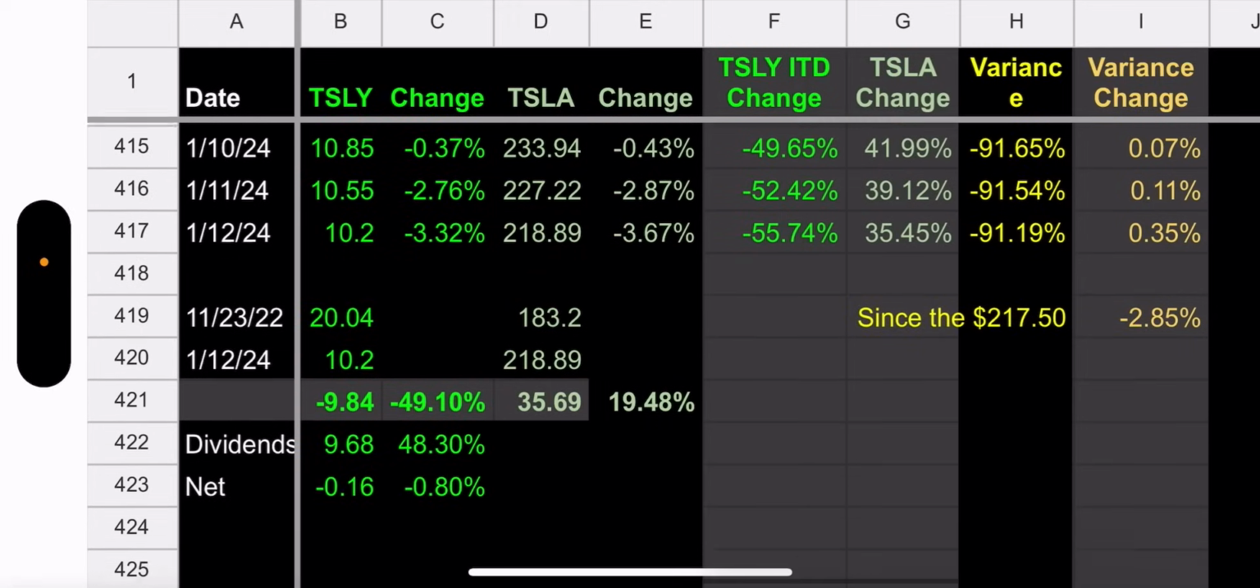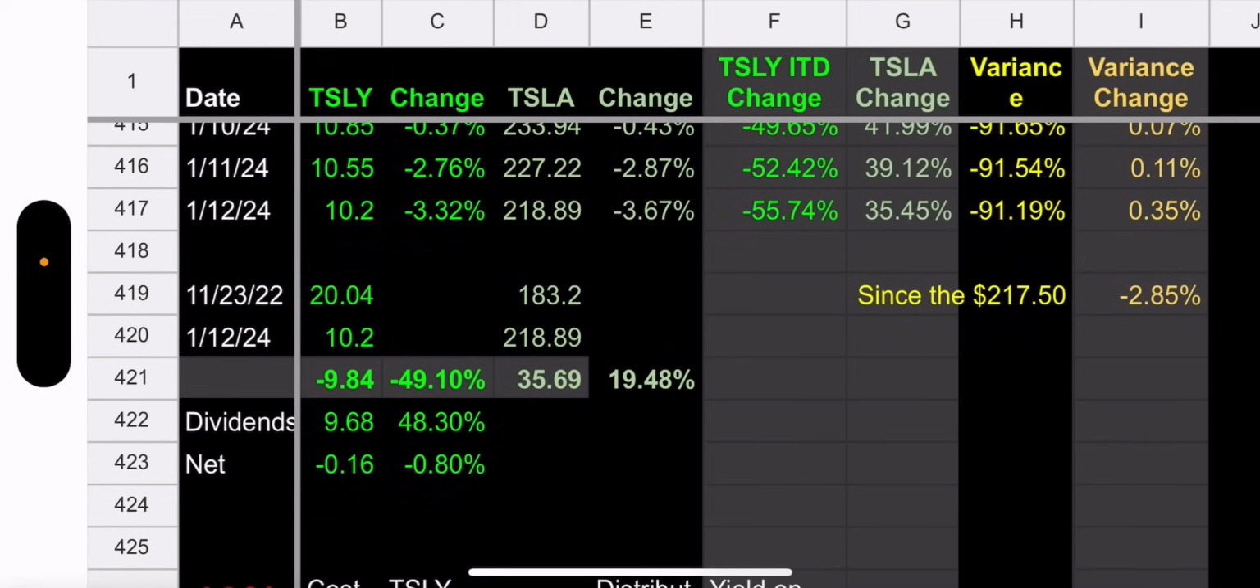Because look, if you take from inception, $20.04 I'm showing. I'm sure that may or may not be right. And then we look at January 12th. And by the way, today is January 16th for context. If you look at up to January 12th, they lost almost 50%. It went down 984. We got dividends. We got about 968, which is 48%. So essentially, Tesley total return is flat from inception.